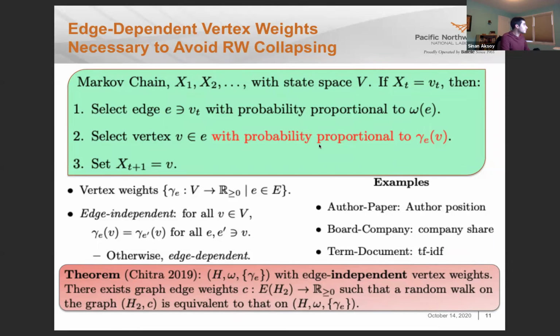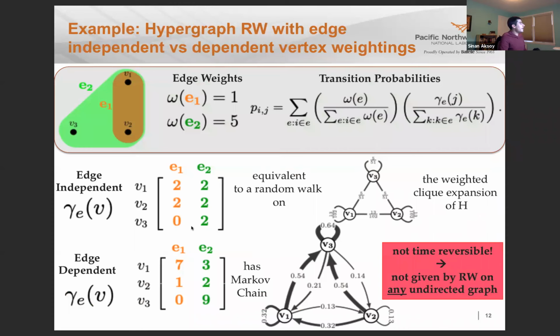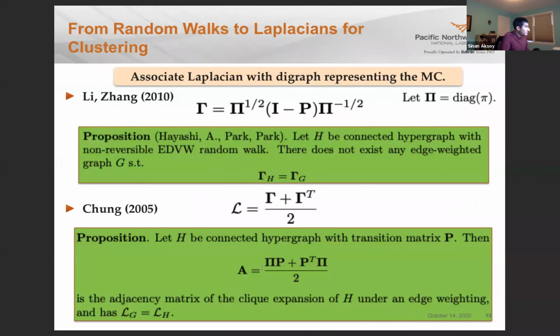Just to drive that point home again, with a really quick example, if this is my hypergraph, and let's say these are my hyperedge weights, I can more formally write out what that transition probability is here. And if we have edge-dependent vertex weights, say given by this matrix, then a random walk on the hypergraph is the same as a random walk on, in this case, this weighting of the clique expansion. And if the vertex weights are edge dependent as given here, then we can represent that Markov chain as a random walk on an edge-weighted directed graph. It takes a little argument, but you can show that in this case, this is not a time reversible Markov chain. And so it's not given by a random walk on any undirected graph. And so in that sense, we escape this clique expansion.